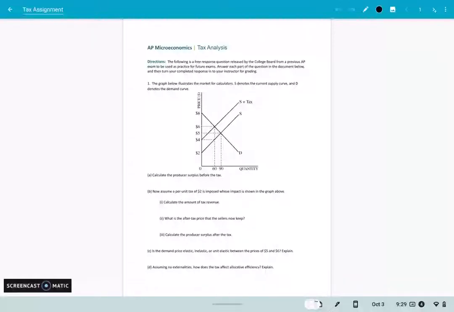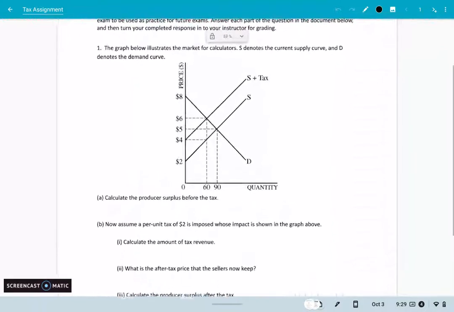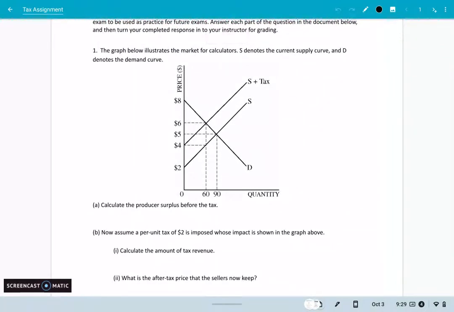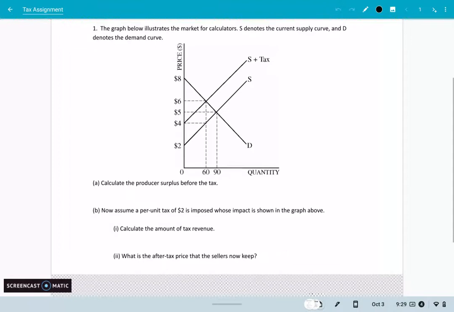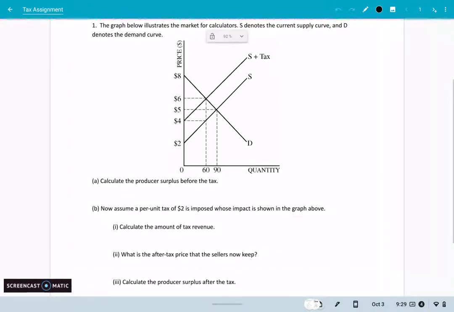All right. So for those of you who missed class the other day or simply want to review this before your next test, this is a supply and demand graph with taxes and a free response problem that's similar to what you could see on the AP test in the spring or on your upcoming Unit 2 test. So this was a free response question from a previous AP test, and what we have here is a supply and demand graph that illustrates the market for calculators. So there we go. Let's just dive in.